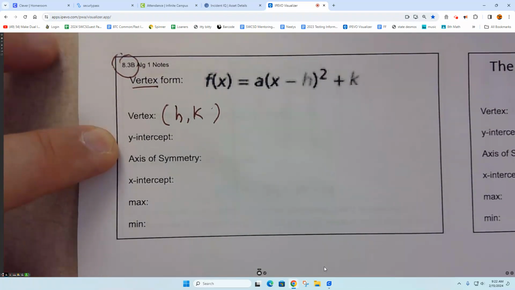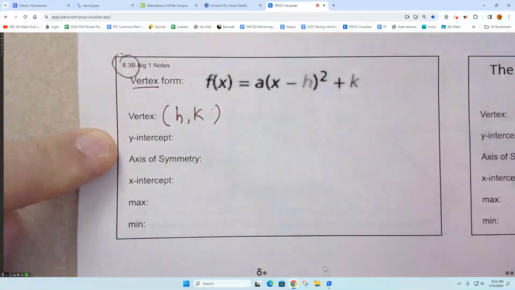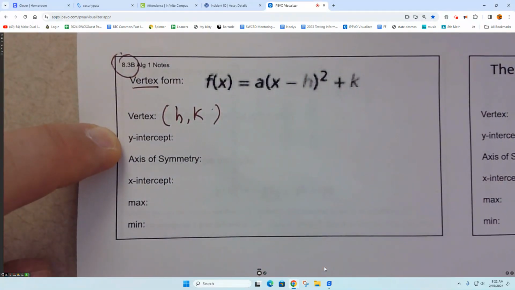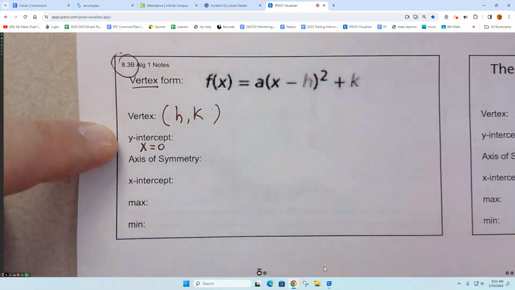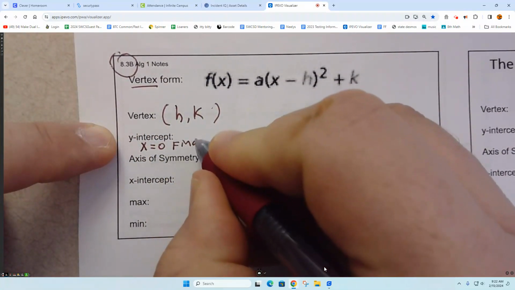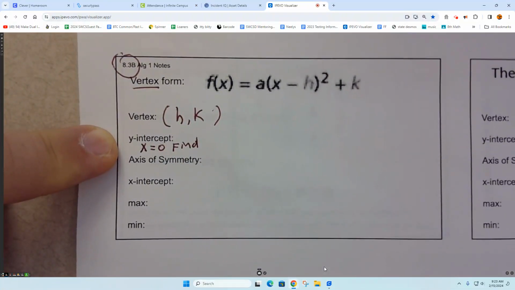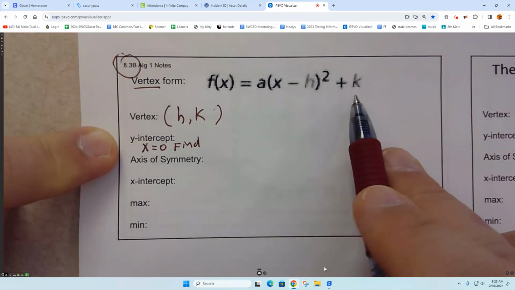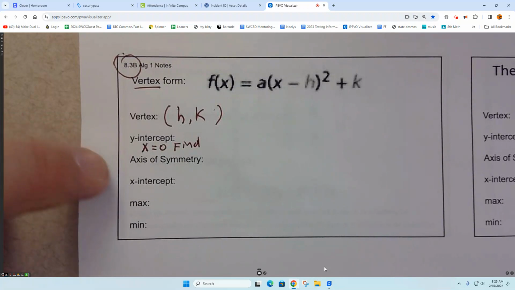Y-intercept is a little trickier on this one, especially if I just have letters. But what is the trick to finding the y-intercept? X equals 0. We want to know when x equals 0, and then we can just find it from there. Sometimes it's just sitting there and we can see it, but not on this one. People got confused because they're like, oh, it's this last thing, but it's not. It could be, but it's not in most cases.